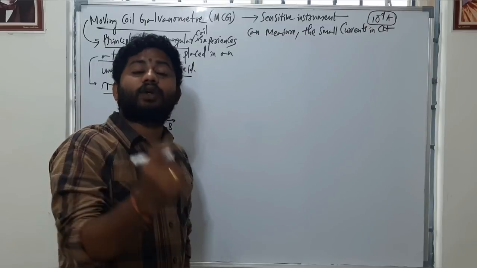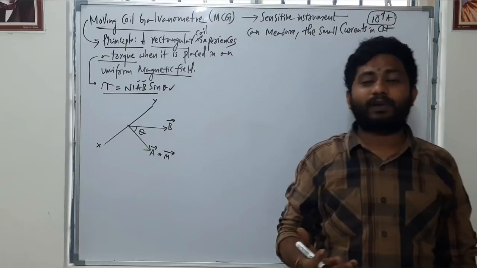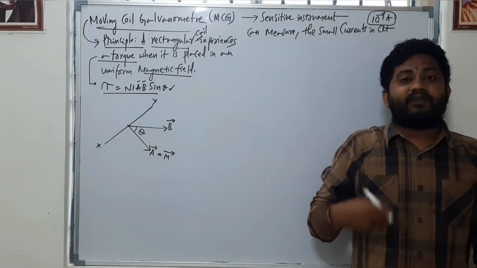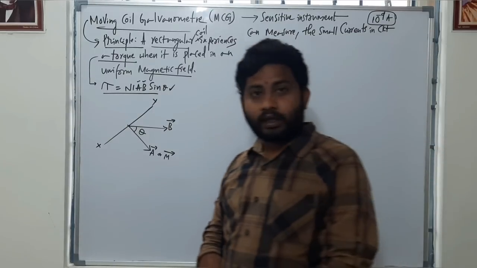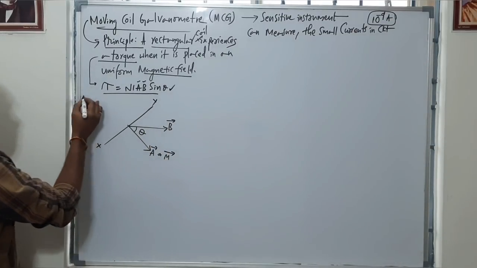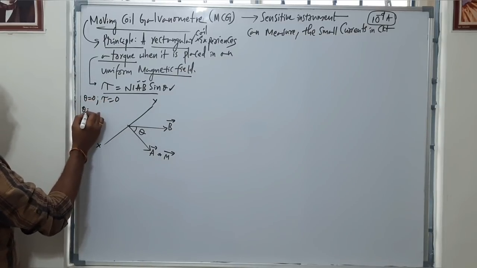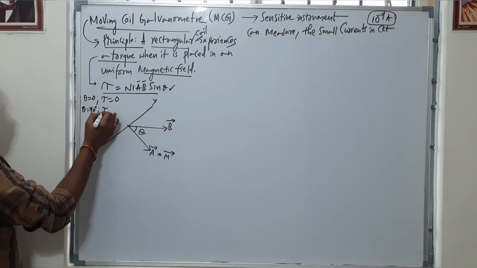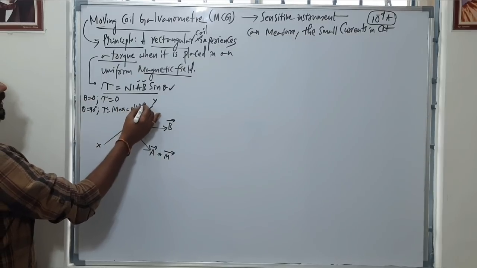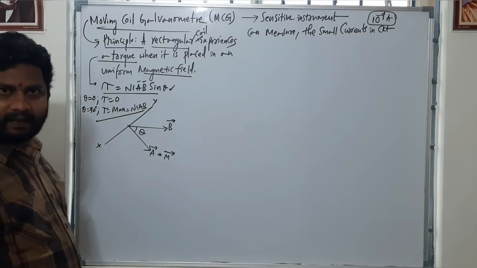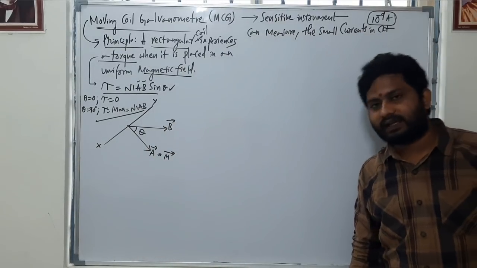When this theta is 0, what happens? The torque experienced by the rectangular coil is 0, because sine 0 will be 0. When it is 90 degrees, the maximum torque will be experienced. So now these two cases also you should understand. When theta is equal to 0, tau is equal to 0. When theta is 90, the tau value is maximum. So what is that maximum value? NIAB. Is it clear? Everyone, I hope you're understanding the situation here.